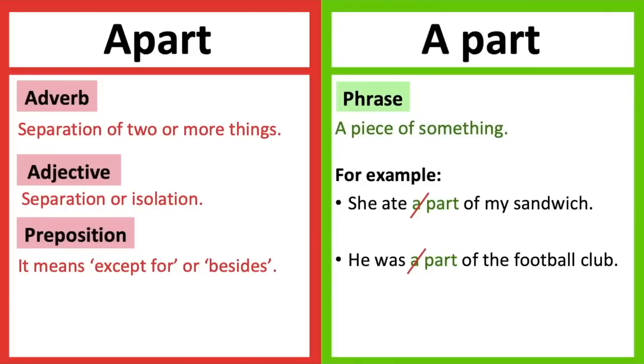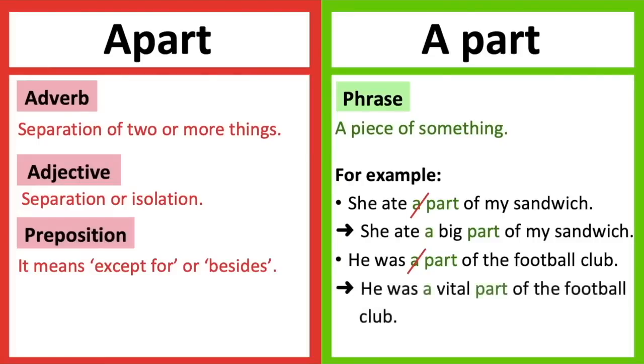We usually use the article a in cases where it's followed by an adjective. For example, she ate a big part of my sandwich. So in this example, the adjective is big. He was a vital part of the football club. Vital is the adjective.